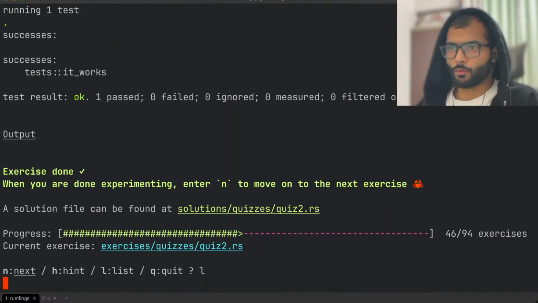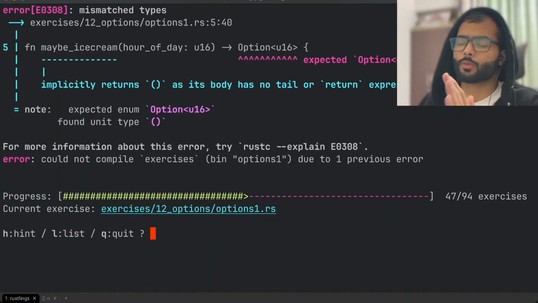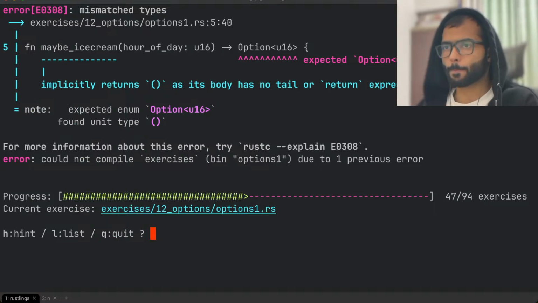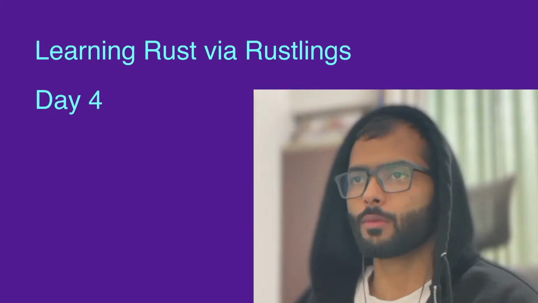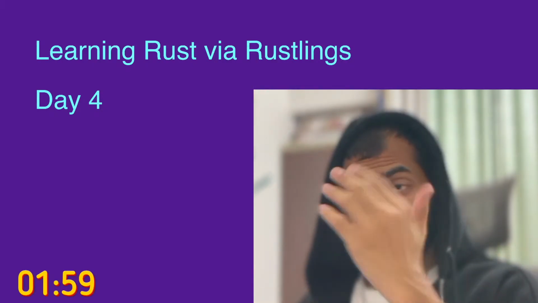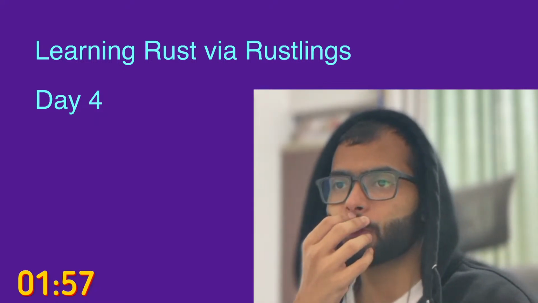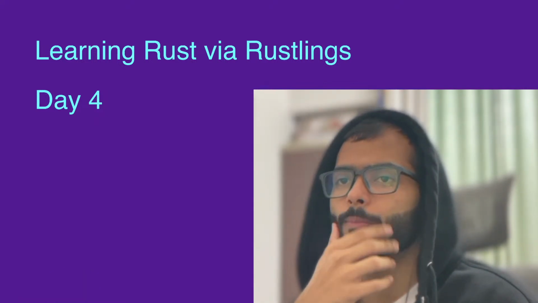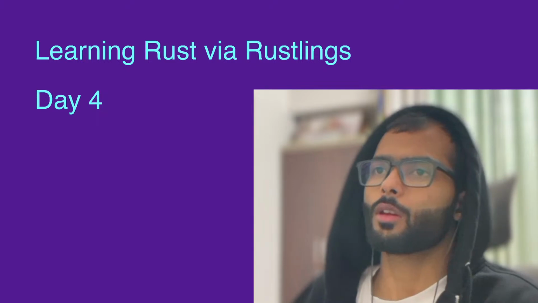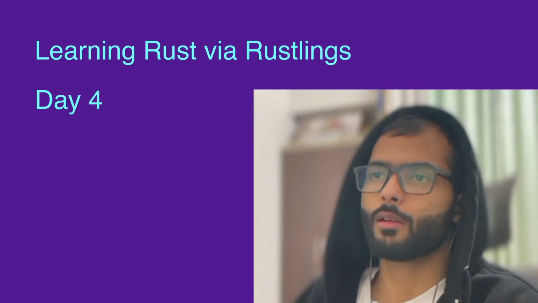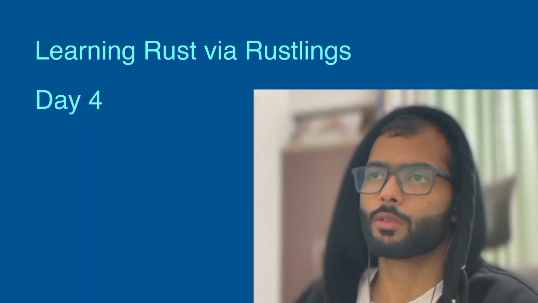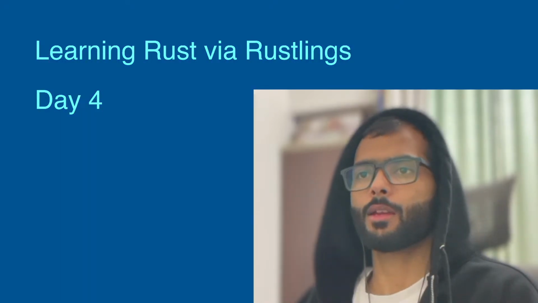And we finished quiz 2, and now let's move on to the next one. So next one is options 1. No, we don't want the timer to start again. How do I close? Options 1. Let's pick a different color for today.